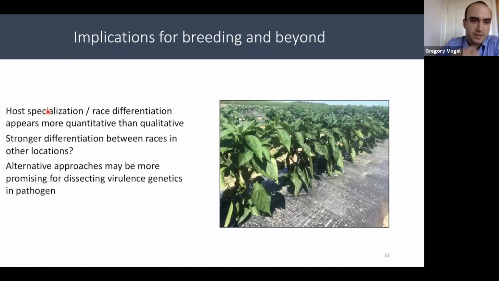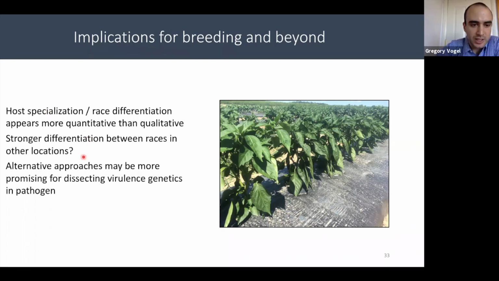So it seems based on these data that host specialization or race differentiation is more quantitative than qualitative in magnitude. Again, we don't see patterns where individual isolates show really high virulence on individual pepper accessions, but average virulence on the remainder. Again, the isolates that cause really high disease on Paladin caused high disease across the board.